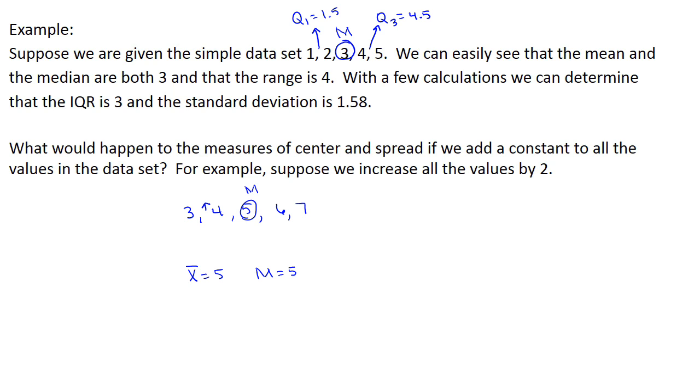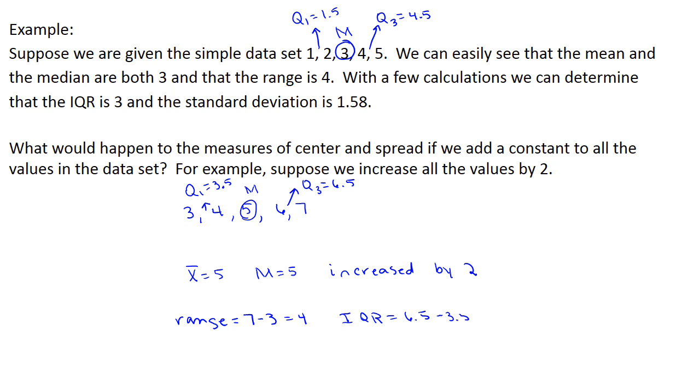You can see that the Q1 would be 3.5. The Q3 would be 6.5. So all of those would also be increased by 2. However, look at the range. The range is now 7 minus 3. It's still 4. The IQR is 6.5 minus 3.5. It's still 3. With a little checking, you would find that the standard deviation is still 1.58.